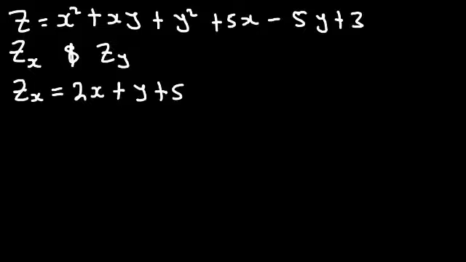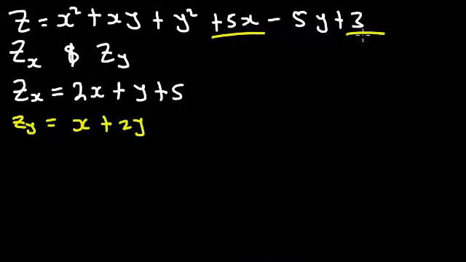Now, what about z sub y? Z sub y would simply be, so let's pay attention, this will be 0 since it's a constant. If we differentiate y with respect to y in xy, treating x as a constant, then we would have x. Now differentiating y squared, we have 2y. Finally, this and this will be 0 as a constant. Then differentiating minus 5y, we'll have minus 5.